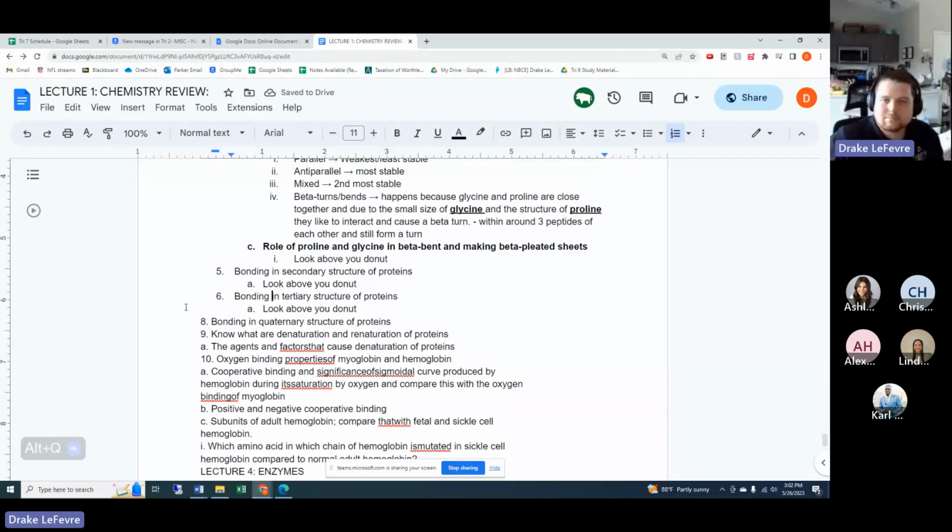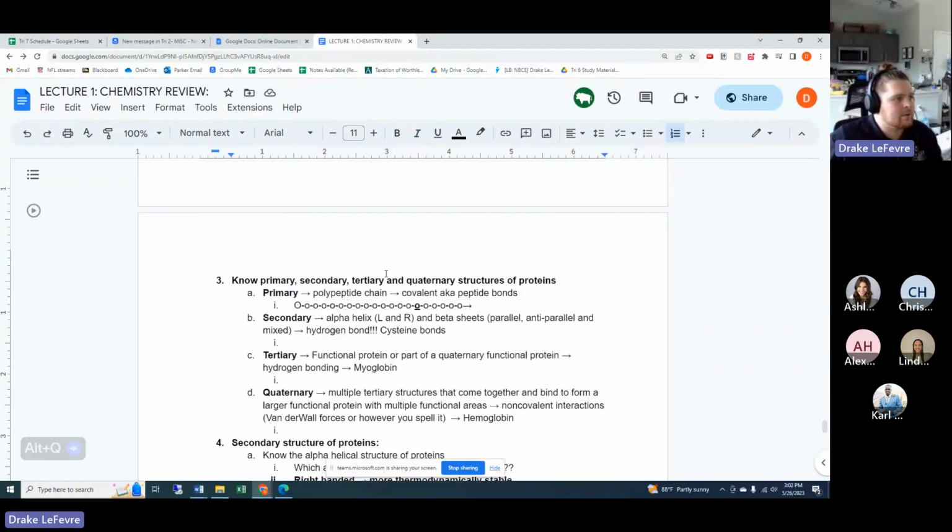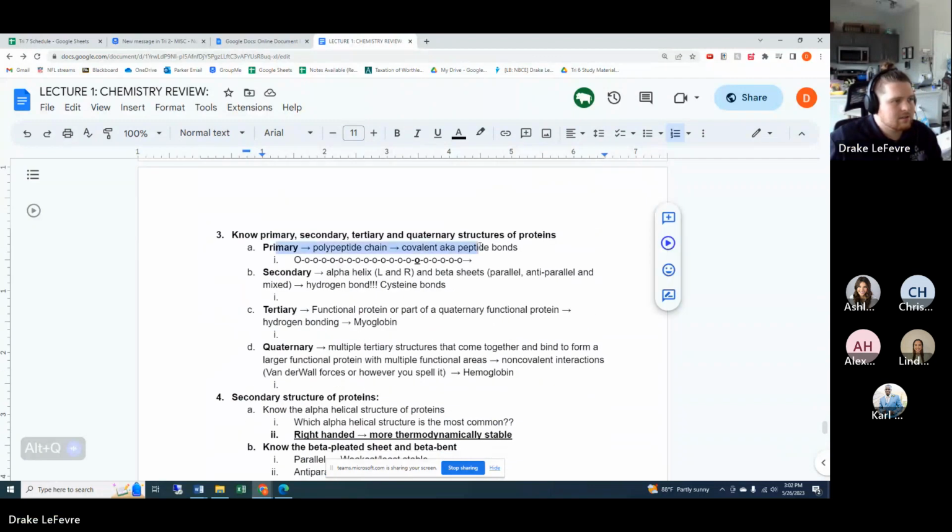What type of bonds are formed? Okay, so it's literally exactly what we talked about right here. The covalent peptide bonds, hydrogen bonds and the disulfide bonds, primarily hydrogen bonding. Quaternary is the non-covalent interactions like the van der Waals forces.